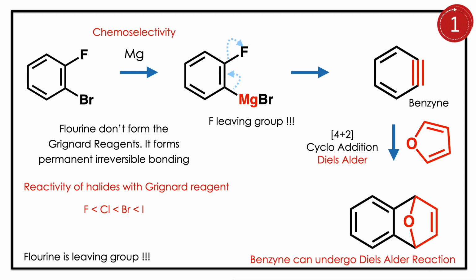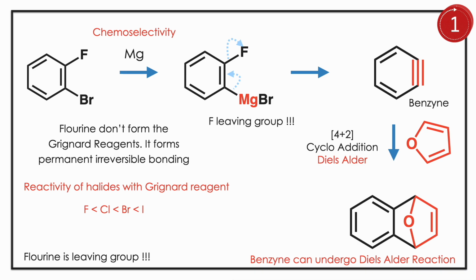Here you are using the magnesium. Magnesium can form Grignard reagent, but when you compare the bond length, bromine is weaker, so it forms quickly. On the contrary, fluorine is stronger, so it never forms Grignard reagent. So magnesium promotes the anion.